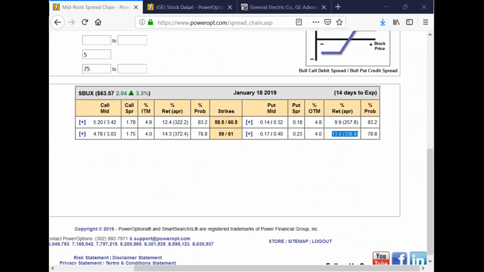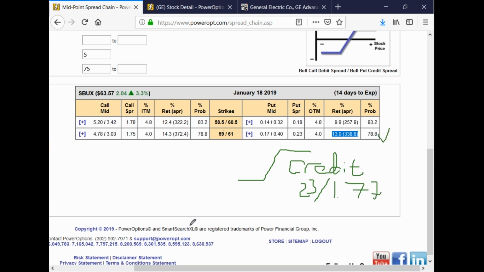And John, what I could also do, instead of doing the bull put and getting a credit of 23 cents, which would put me at a maximum risk of 2 points on the spread minus 23, which would be 177, which is where the 13% is coming from. We have a 78% probability.